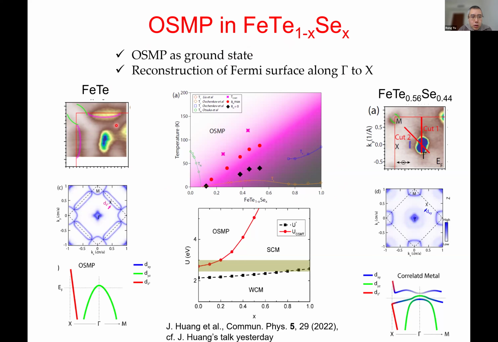And this caused a reconstruction of the Fermi surface, where the spectral weights with the dxy orbital character appear around the X point of the Brillouin zone. And this was just discussed in Dr. Zhang Huang's talk yesterday. This transition to the orbital-selective Mott phase and also this reconstruction of the Fermi surface has already been well described by our slave-spin method.